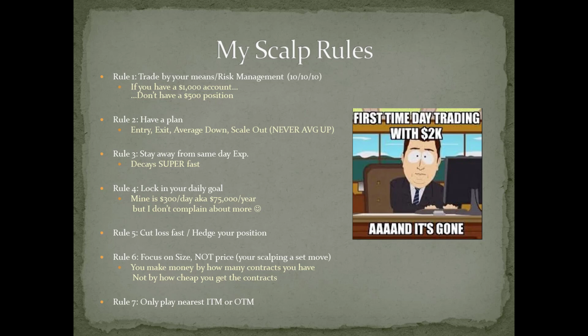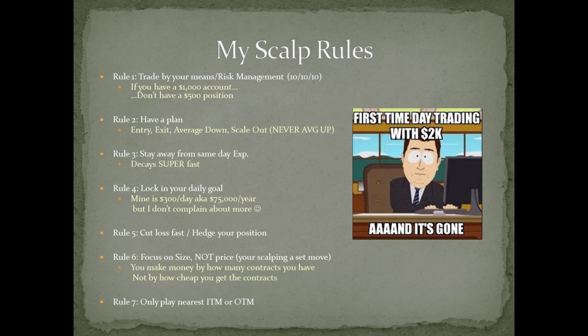Rule number 6 is focus on your size, not the price. All right, you're scalping a set move within the underlying, so the price of the contract is irrelevant. You're going to make your money from the amount of contracts you have, not from how cheap you can get the contract. Because when you're scalping, there's other factors that go into play of how much money you're going to make. And we'll talk about that in the following slides. But focus on the size of your position, trying to get the profit that you want. As long as you're using good risk management, don't worry about the price of the contracts.